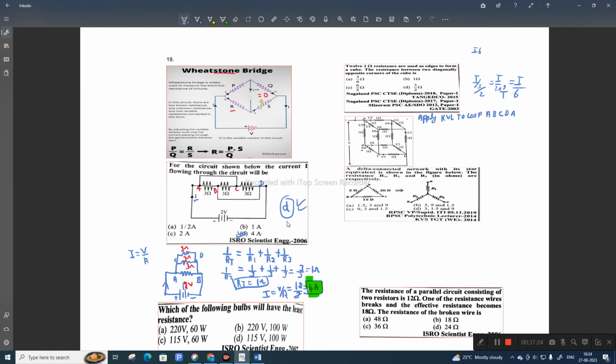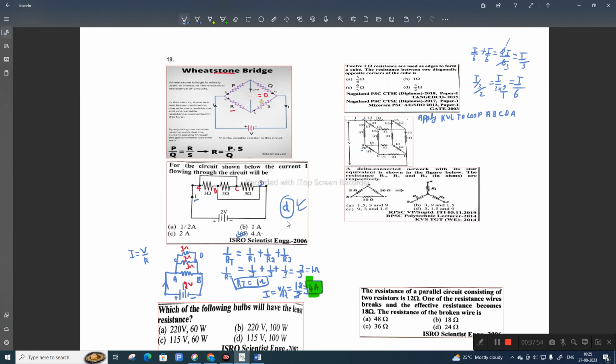I by 6 plus I by 6, the LCM is 6, so 2 I's come, 2 threes are 6, so I by 3. So here comes I by 3. So I hope you are getting this KVL loop, how the current is dividing on each resistor and coming up to point D.